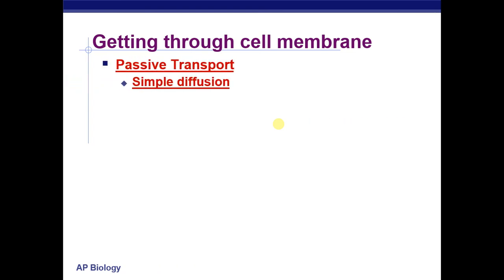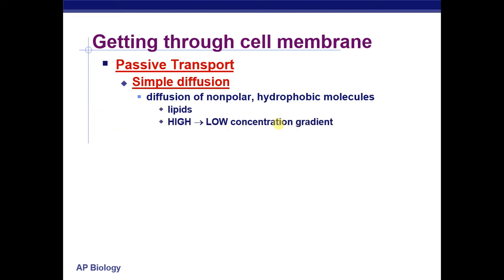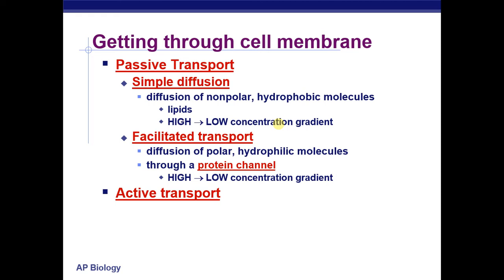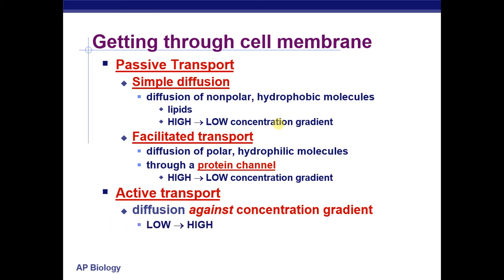So as a review, passive transport includes simple diffusion, diffusion of nonpolar hydrophobic substances like lipids from high to low along the concentration gradient, or facilitated transport, where the diffusion of polar hydrophilic molecules occurs through protein channels, again from high to low concentrations. And then there is active transport, which goes against the concentration gradient, the way things would naturally want to diffuse, from low to high. And they use protein pumps that require ATP energy to work.